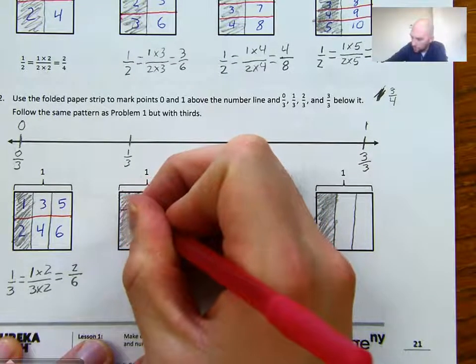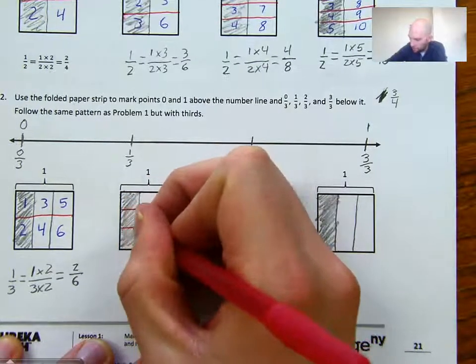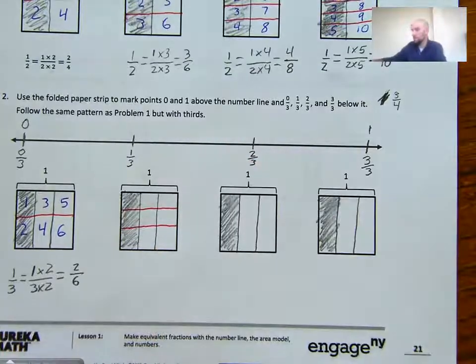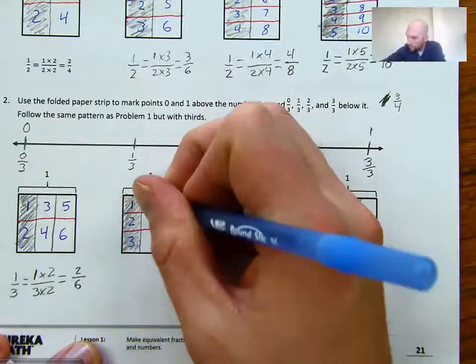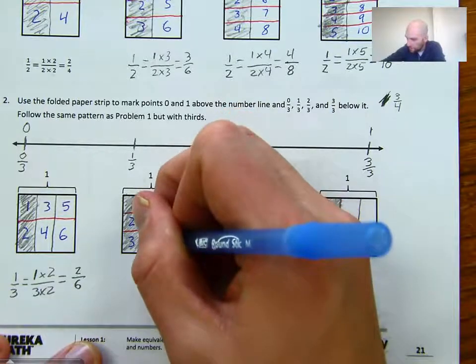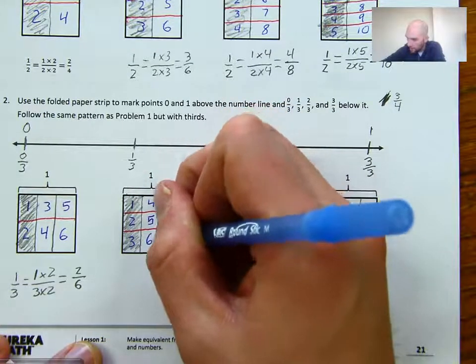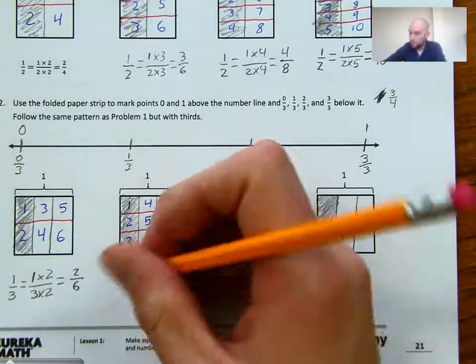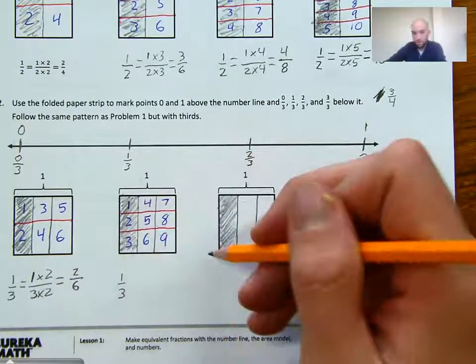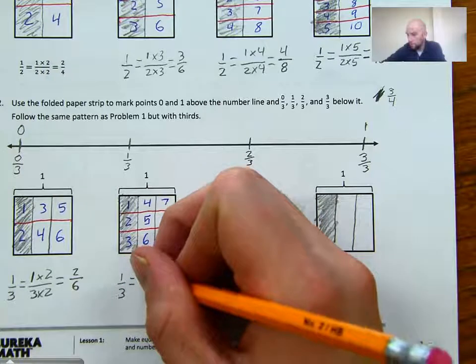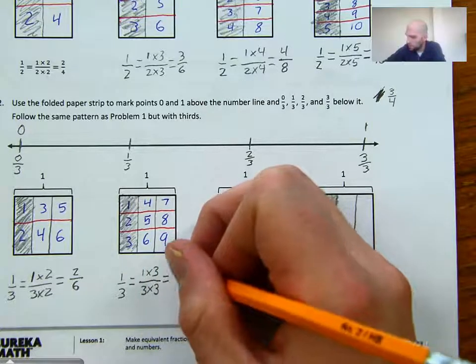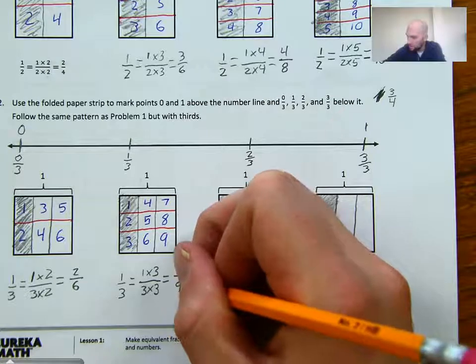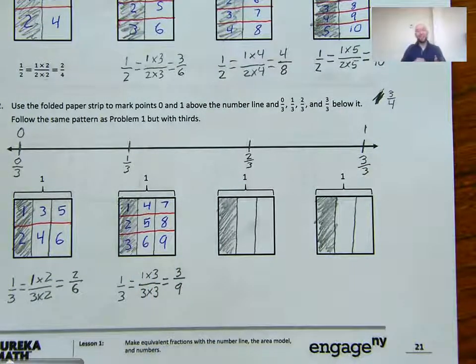This one I'm going to split into thirds horizontally, so it'll be split into thirds vertically and horizontally. If I write in my numbers, I have 1, 2, 3, 4, 5, 6, 7, 8, 9. Now I have 9 pieces. 1/3, still 1/3, 1 out of 3, equals 1 times 3 over 3 times 3 equals 3/9. We have 3 boxes shaded and 9 total parts. 3 over 9, 3/9.